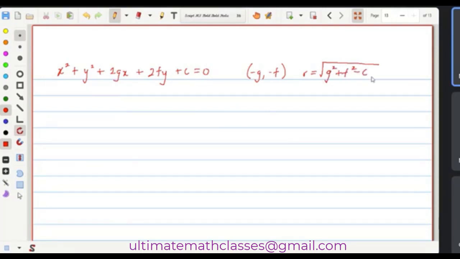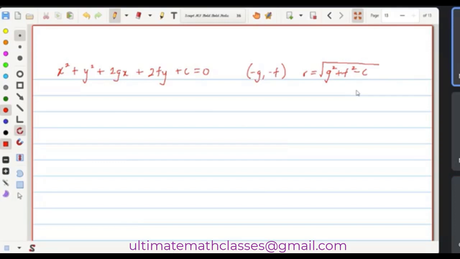Okay, so the next exercise we're going to do is to find the center and the radius given the equation. So the next subtopic: finding the center and the radius given the equation. Are we here? Yes, sir.